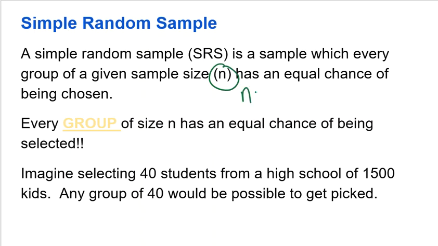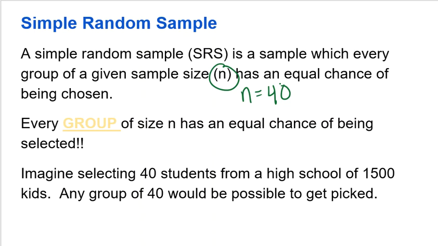So let's just say that we're going to look for a sample of 40 students. A simple random sample simply says that any group of 40 has an equal chance of being picked. Notice that it doesn't say every person has an equal chance of being picked. No, because if you sample without replacement, that actually is not true. But I don't want to get into too many details right now. What I'm saying is that if you think of any group of 40, because it's truly random, that 40 could be picked.